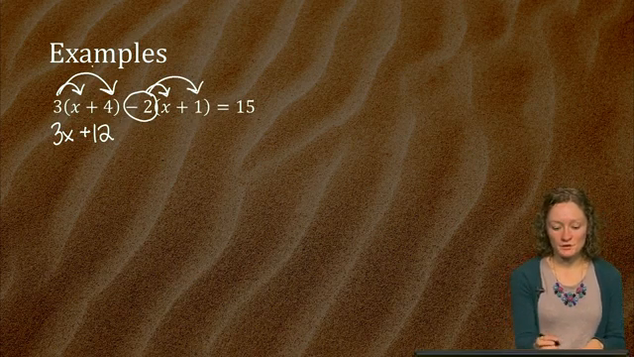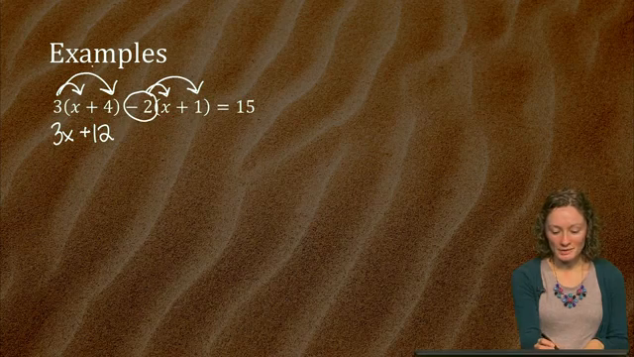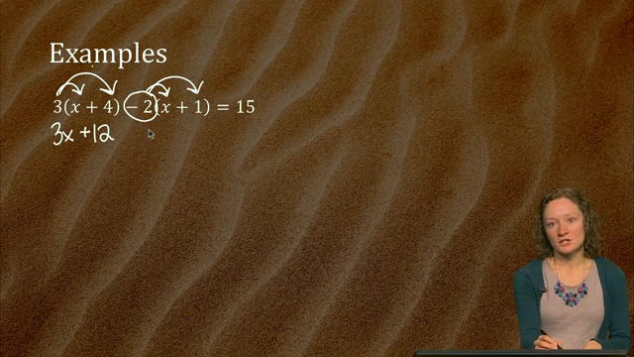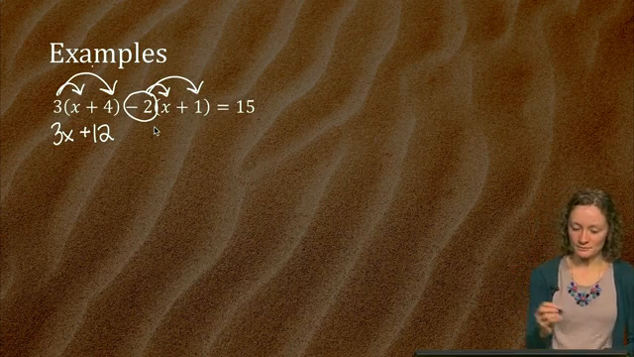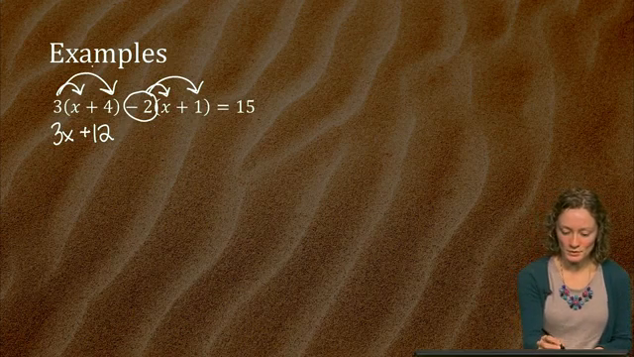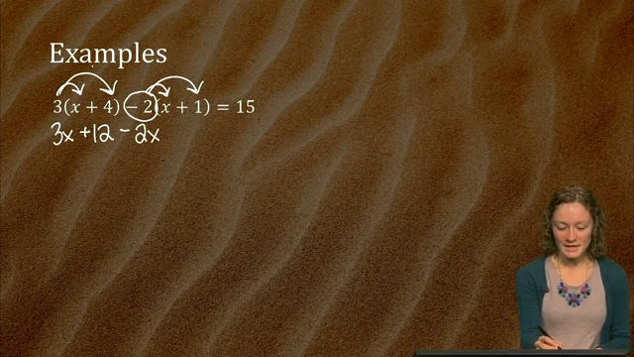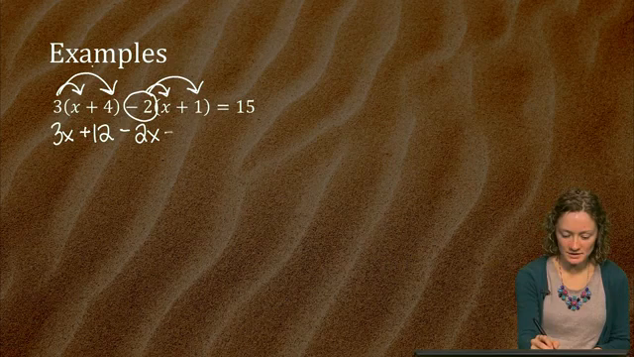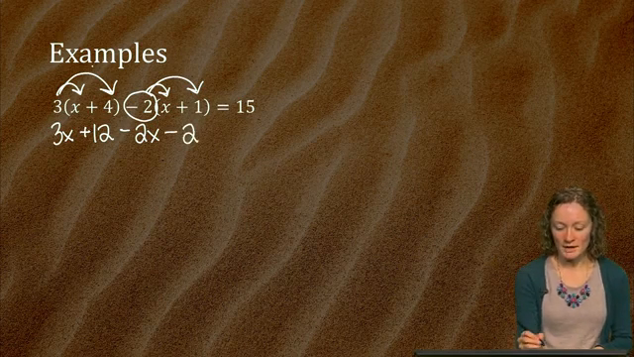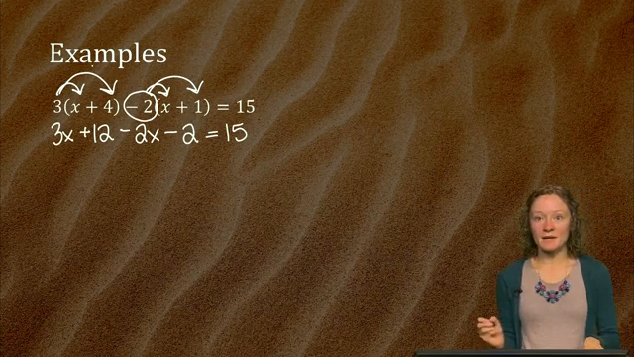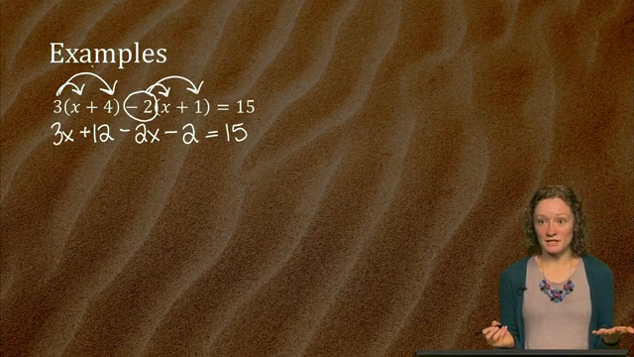You can choose to view this as a 2 being distributed. If you do that, then you'll have to do a whole separate set where you distribute the negative. So I would suggest in all cases, just distribute the negative with the number as a whole. So negative 2 times x gives us minus 2x, and negative 2 times positive 1 gives us minus 2 equals 15.